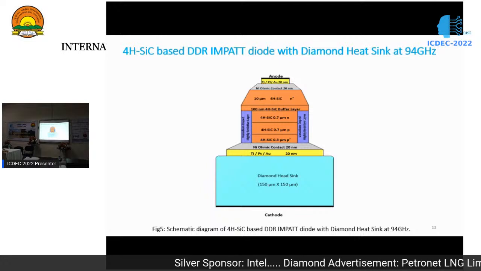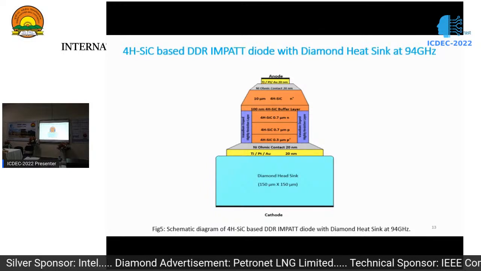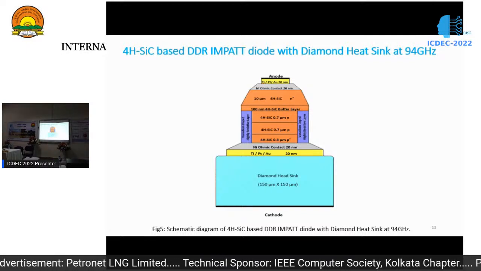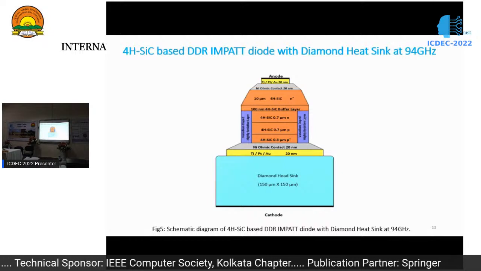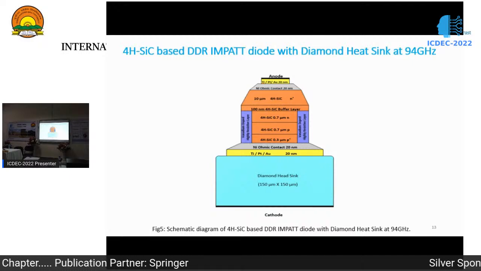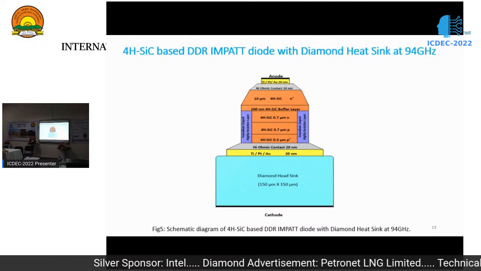You can see the active area. This is the N layer 0.7, and for the P layer it is 0.5, and we have taken a buffer layer of 100 nanometer, and here we are using a vanadium guard to direct the heat flow towards the diamond sink. Here we are using a nickel ohmic contact of 20 nanometer, and also a titanium, platinum, and gold mixture is taken, here also 120 nanometer.